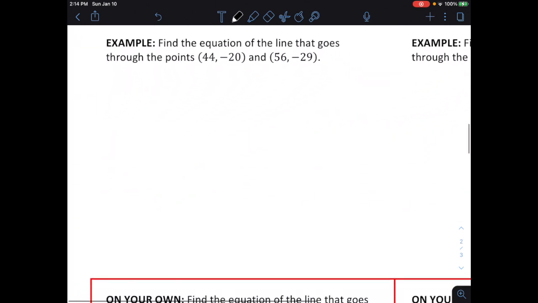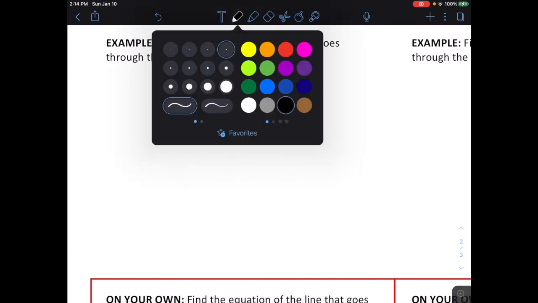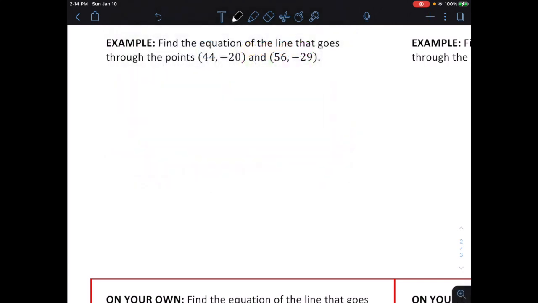Okay, there's not a whole lot of space here. Hopefully we can get this to fit in here. I'm going to make my pen a little smaller, so hopefully that'll help. All right, step 1, find the slope. So number 1, slope. All right, so first thing I'm going to do is label the points.